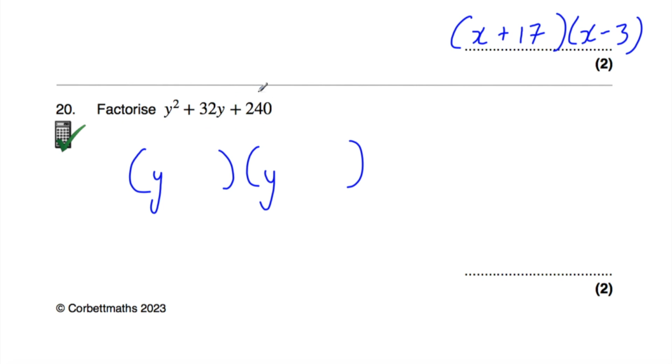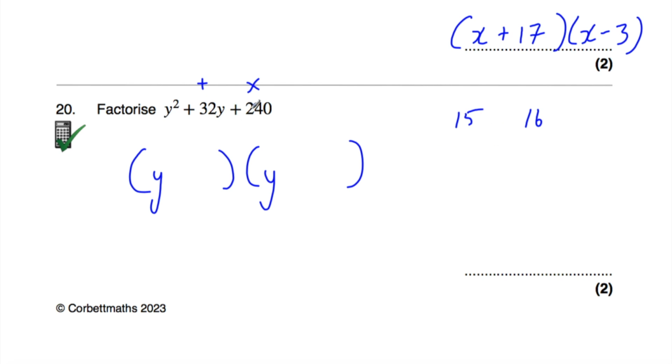But we want to find two numbers that will multiply together to be 240, and then they're going to add together to be 32. Now we could do 240 and 1, but that's not going to add together to be 32. So I'm going to choose some numbers that are a bit closer together. First of all, I'm going to start off by doing 15 times 16, because 15 times 16, and I can check on my calculator, is 240. And if we do 15 plus 16, that's equal to 31. Actually, that's pretty close. We want 32. So it's not going to be 15 and 16, but I think we're near.